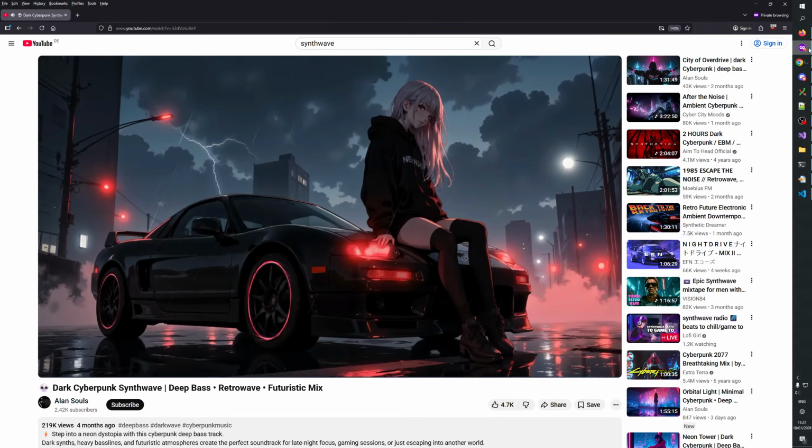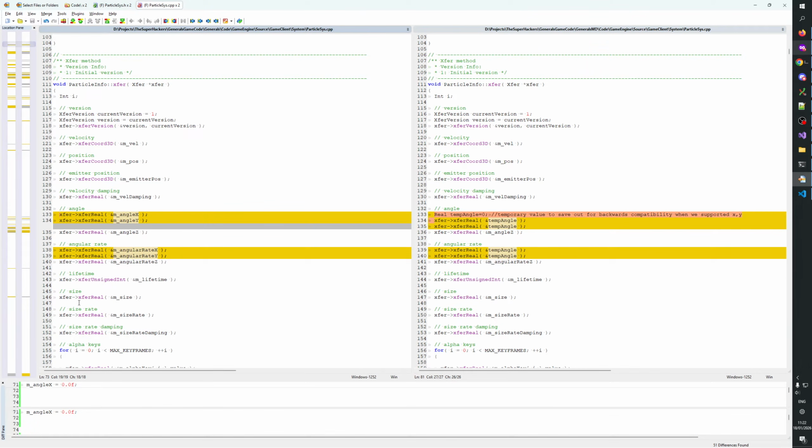Okay, the music is a bit annoying. Okay, it's good that both Generals and Zero Hour do have an expert there in place. That makes it easier.